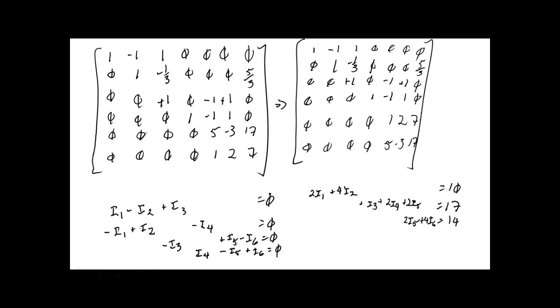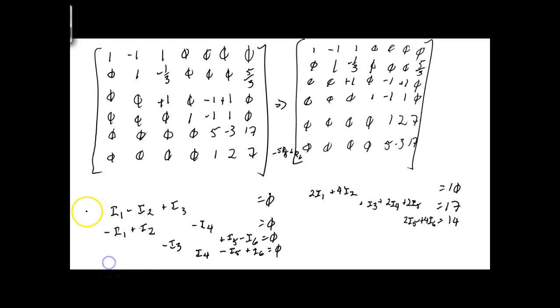So we want 0 on that 5. Yes, and how do we do that? Multiply negative 5 times row 4. Row 5, I think it is, yeah. Row 5. Row 6. Okay.